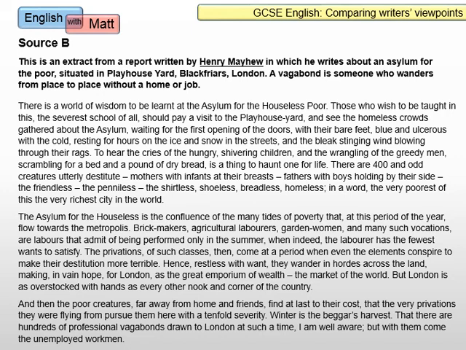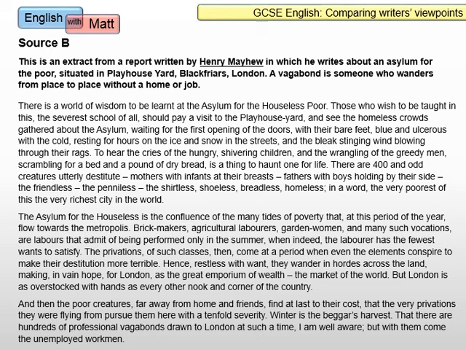The asylum for the houseless is the confluence of the many tides of poverty that, at this period of the year, flow towards the metropolis. Brickmakers, agricultural labourers, garden women, and many such vocations are labours that admit of being performed only in the summer, when indeed the labourer has the fewest wants to satisfy. The privations of such classes, then, come at a period when even the elements conspire to make their destitution more terrible. Hence, restless with want, they wander in hordes across the land, making in vain hope for London, as the great emporium of wealth, the market of the world.